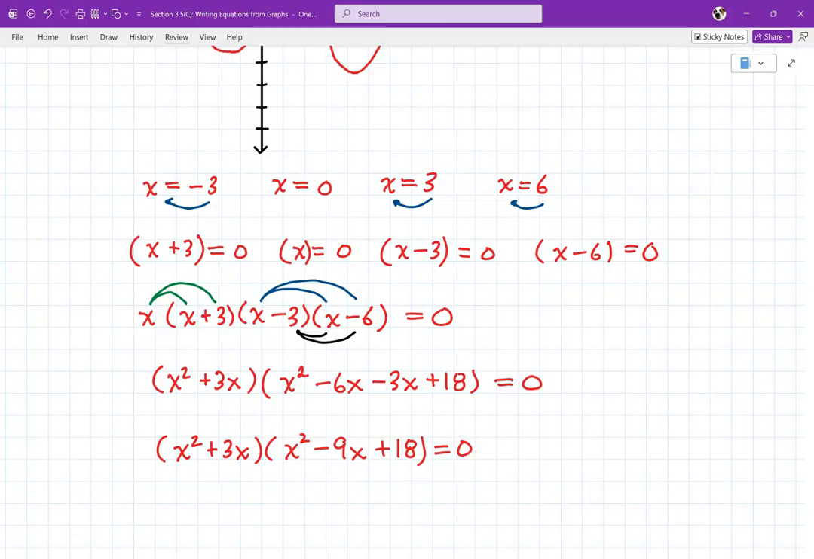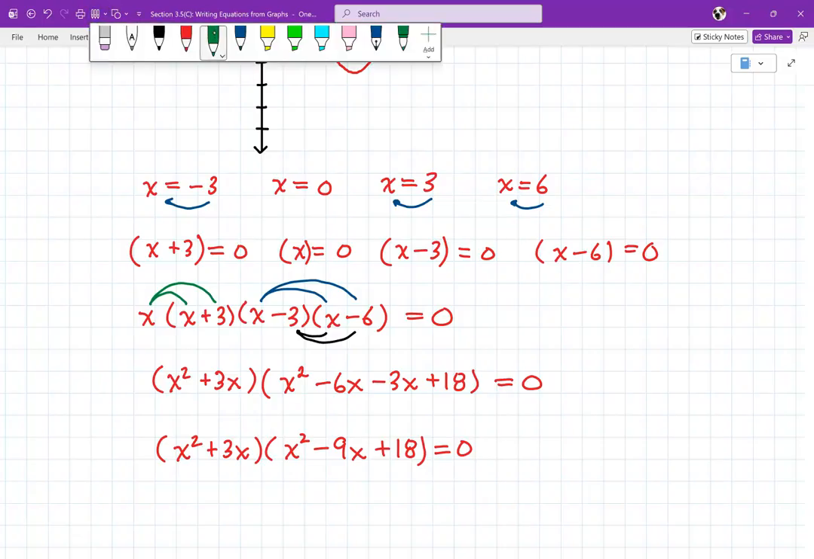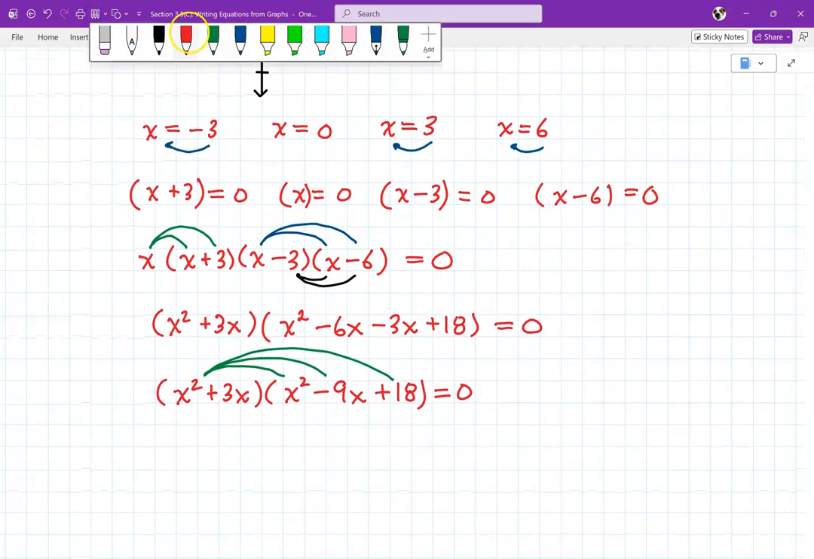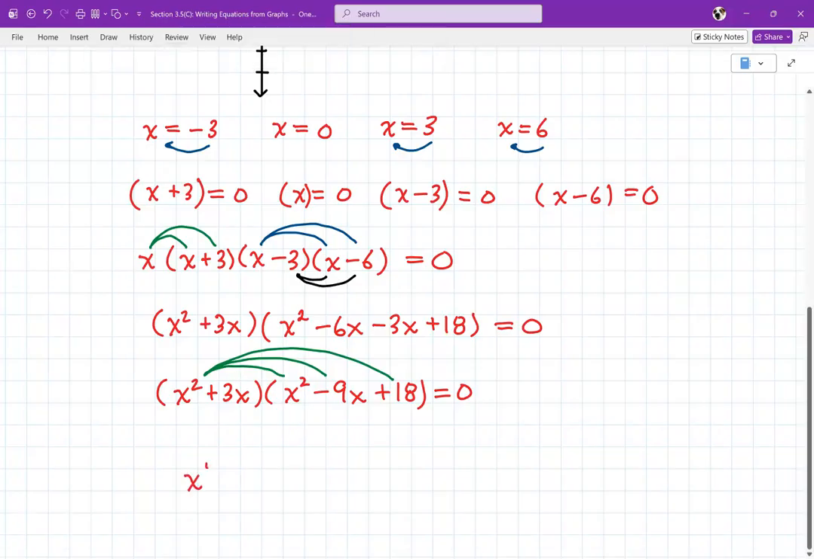We're almost done. We just have to distribute one more time, clean it up, and we're finished. We're going to distribute this binomial into the trinomial, the two terms into a three term. So let's do that. X squared times x squared, x squared times negative 9x, x squared times 18. X squared times x squared, that's x to the 4th. X squared times negative 9x is negative 9x cubed, because it's a square times the first, so that's a cube. X squared times 18, that's 18x squared.